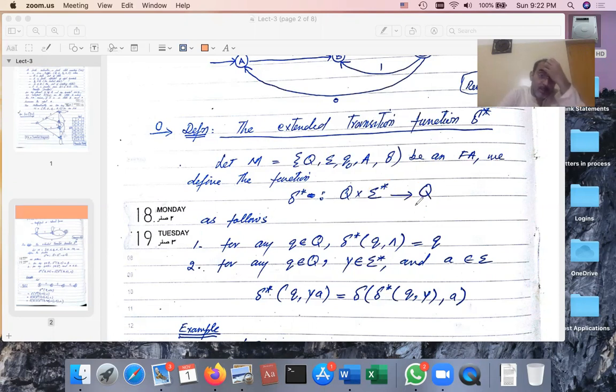And if this is the mathematical equation of delta star, then we have to check some things, as mentioned in one and two. Number one, for any state from the big Q, which is a set of states, if you apply delta star, the extended transition function, over that state with string null, if we have any state Q and a string null, where will you reach? You will stay at the same state. So delta star of Q comma null, you will reside on the same state Q.